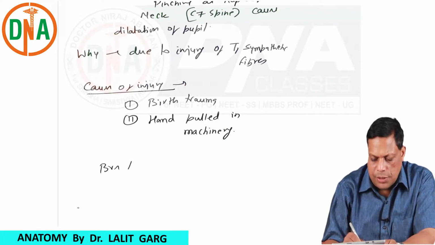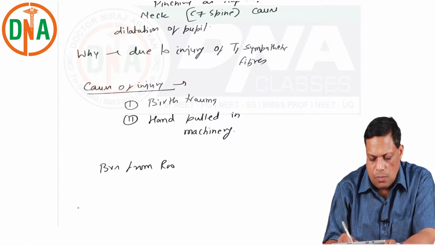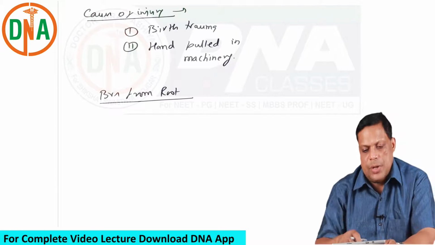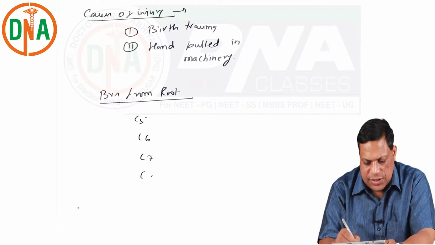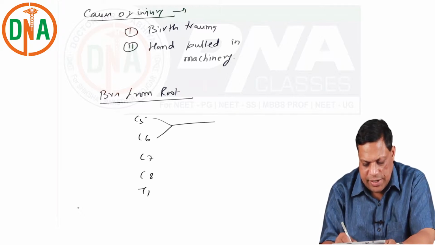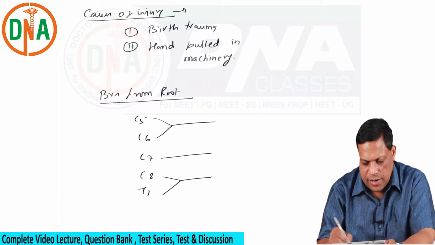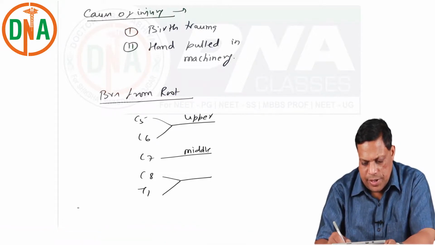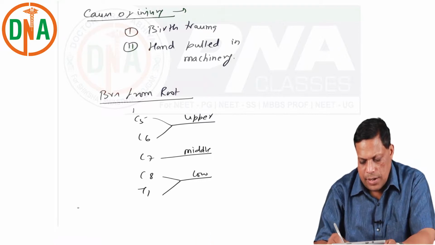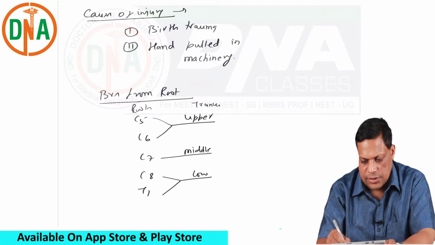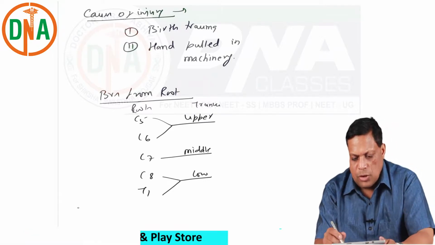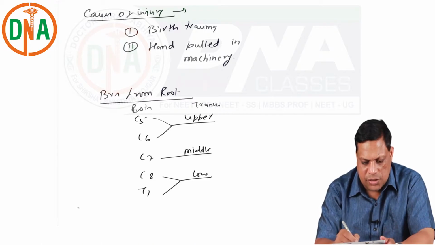Now we will talk about the branches from the root. After the branches from the cord, now the branches from the root of brachial plexus. Roots are C5, C6, C7, C8 and T1. So we have seen this. This is the upper trunk, middle trunk and the lower trunk. So these are the roots and these are the trunks. So we have talked about the branches of the trunk. Now we will talk about the branches from the roots.